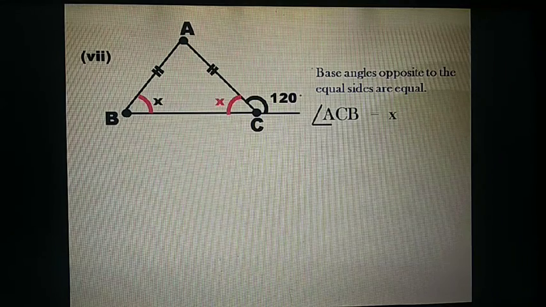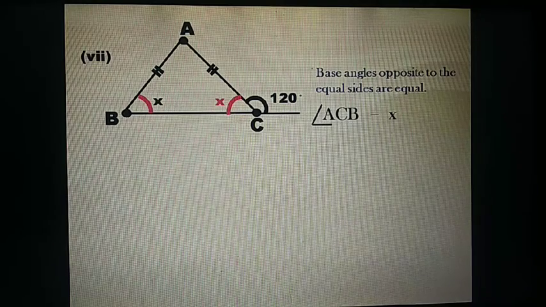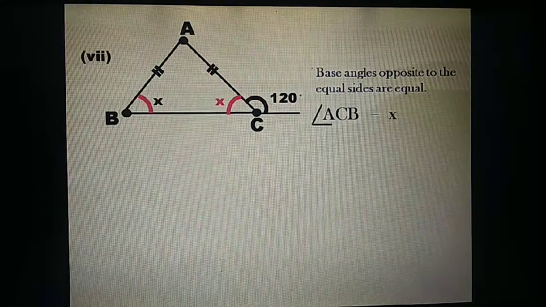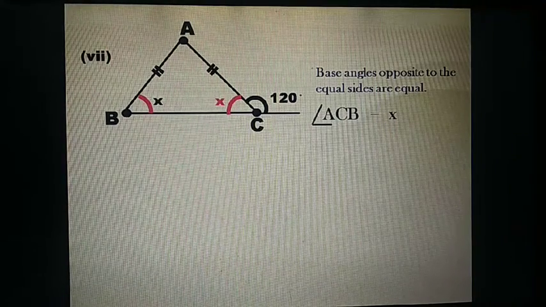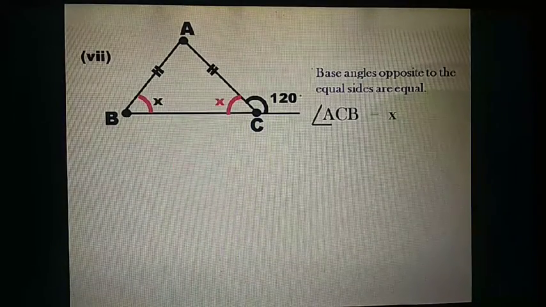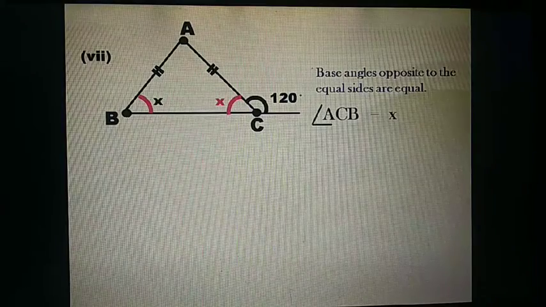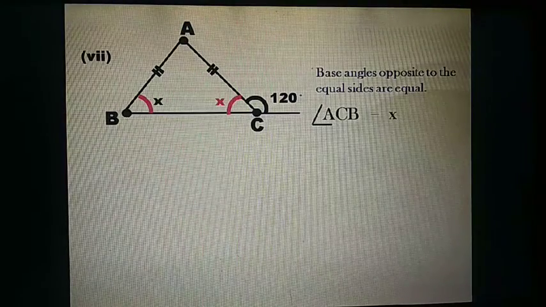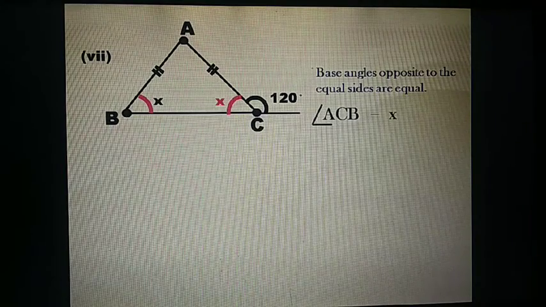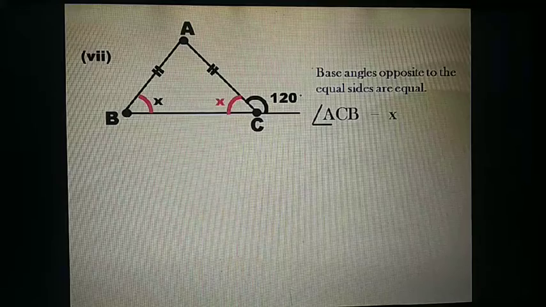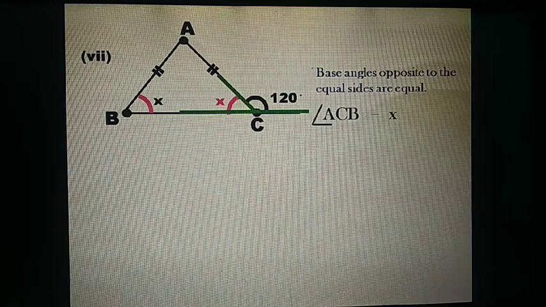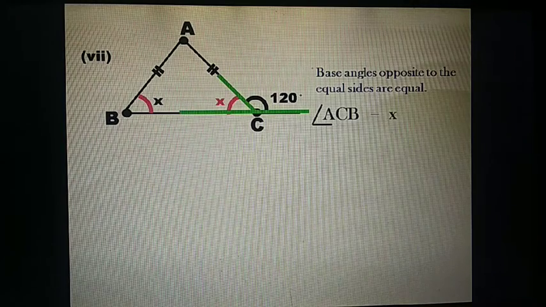Now here we can use the exterior angle. If the exterior angle is there, either we will use the exterior angle property or we can use the linear pair property. Exterior angle property means exterior angle is equal to the sum of the interior opposite angles. But the angle at A is missing, so we will not use the exterior angle property. We will use the linear pair property at vertex C.